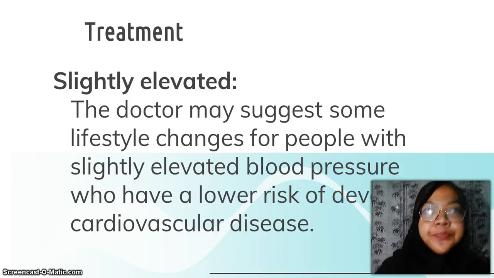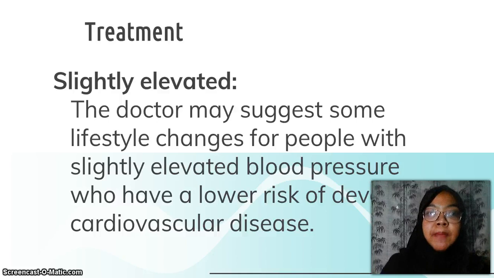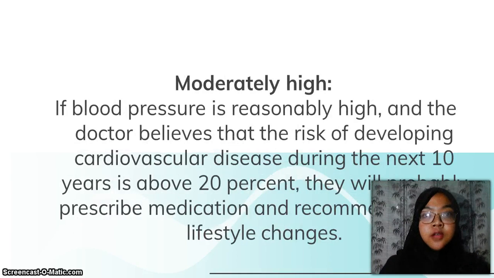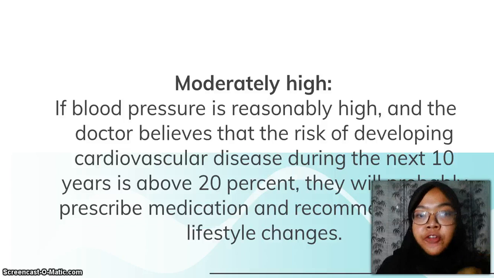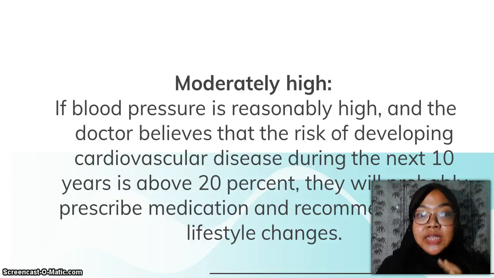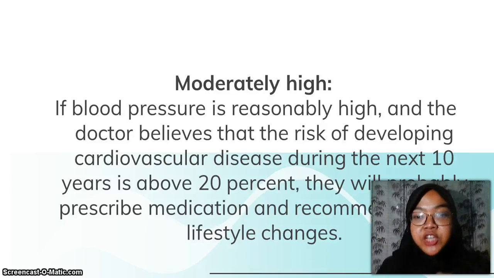Okay, for the treatment, the first is slightly elevated. The doctor may suggest some lifestyle changes for people with slightly elevated blood pressure who have a lower risk of developing cardiovascular disease. And then moderately high. If blood pressure is reasonably high and the doctor believes that the risk of developing cardiovascular disease during the next 10 years is above 20%, they will probably prescribe medication and recommend certain lifestyle changes.